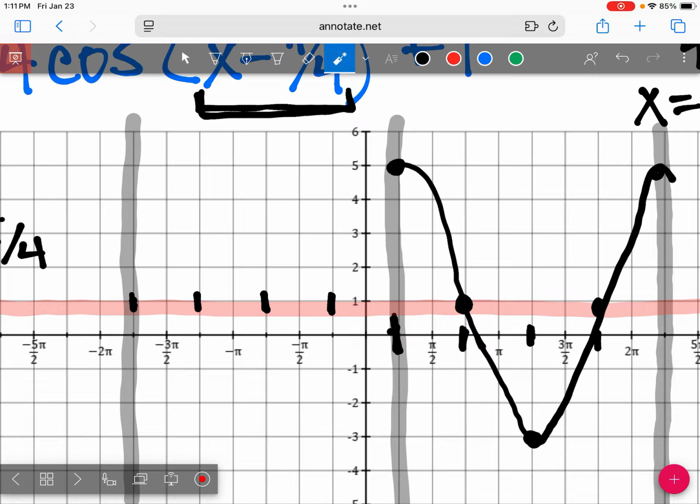So I'm already at the top, so I don't have any choice but to head down. So I'm going to go down to my midline. And then I'm going to go down to the bottom. I'm going back to the middle. And I end at the top. And that would be another full revolution.